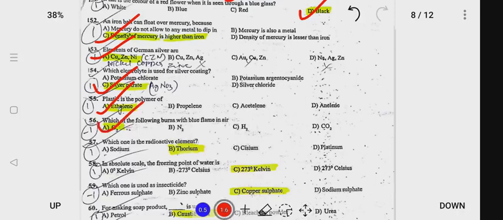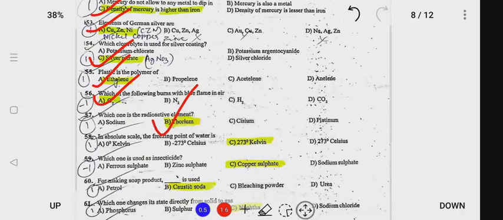Next, which one is a radioactive element? Radioactive elements are those that emit alpha, beta and gamma rays, which means they are unstable in nature. So it is thorium.